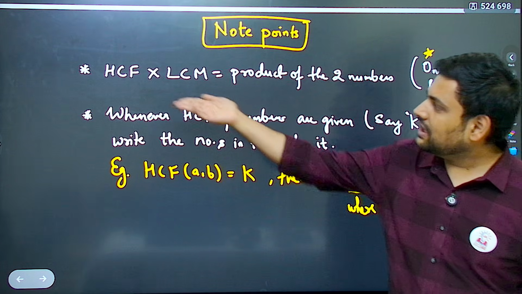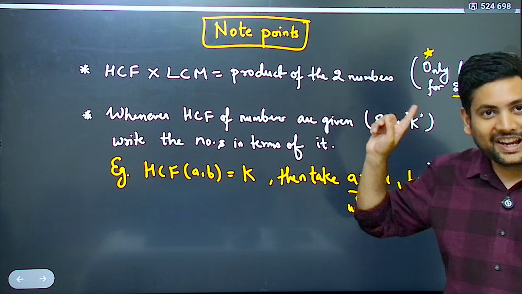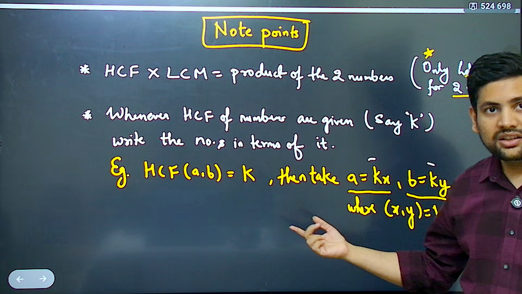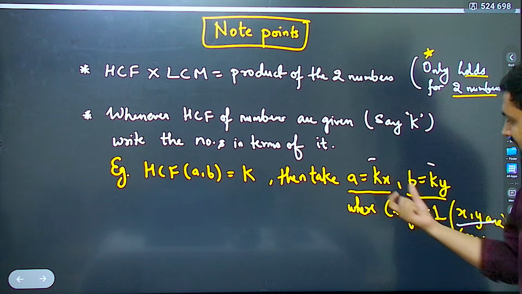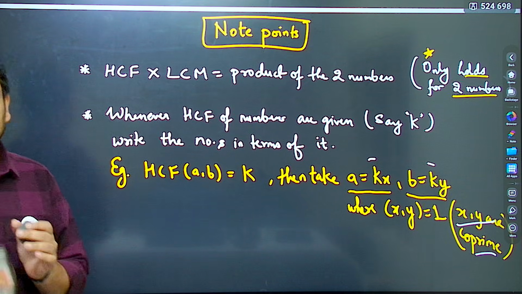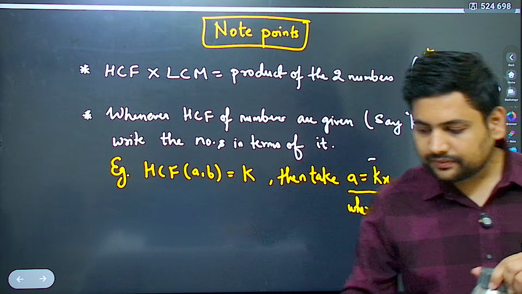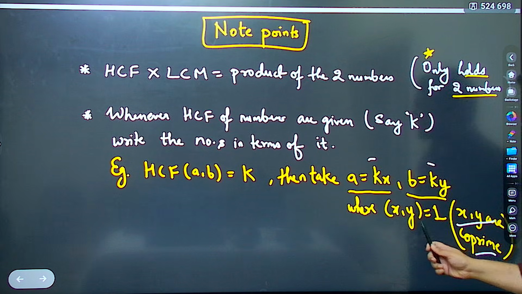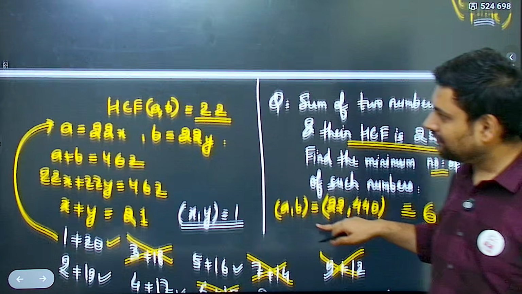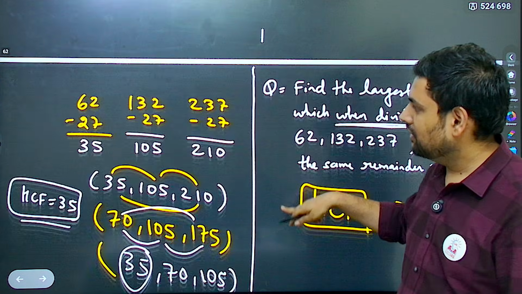Now, some note points. HCF into LCM is the product of two numbers. Only holds for two numbers. Okay, only holds always for two numbers. Whenever the HCF of numbers is given, say k, how you take the numbers? You take the numbers as kx and ky. Always remember this. This is very useful. Then one property: x, y have no common factor. So x, y are co-primes. Yeah, this was a question where we had taken 22x, 22y and then solved it.